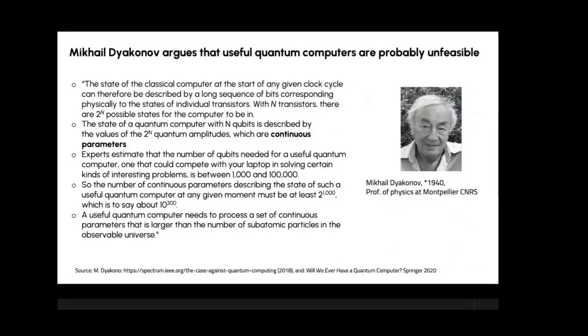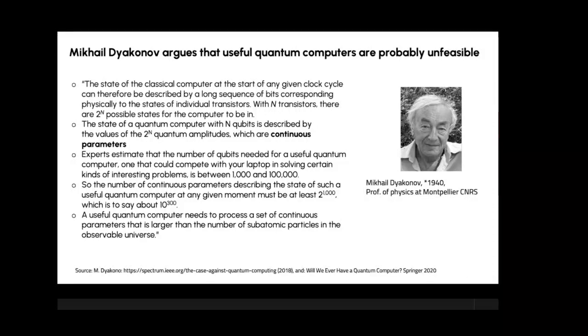continuous parameter. Experts estimate that the number of qubits needed for a useful quantum computer, one that could compete with your laptop in solving certain kinds of interesting problems, is between 1,000 and 100,000. So at least 1,000, but for many problems that I can solve with my laptop computer, I need 100,000 qubits. So the number of continuous parameters describing the state of such a useful quantum computer at any given moment must be at least 2 exponent 1,000, which is, say, about 10 exponent 300.